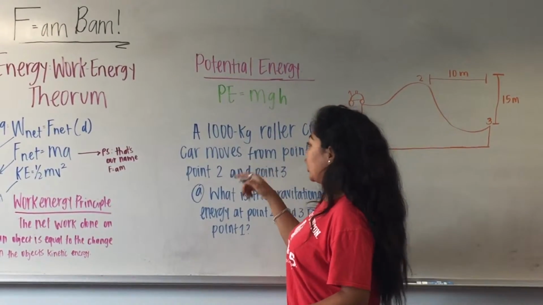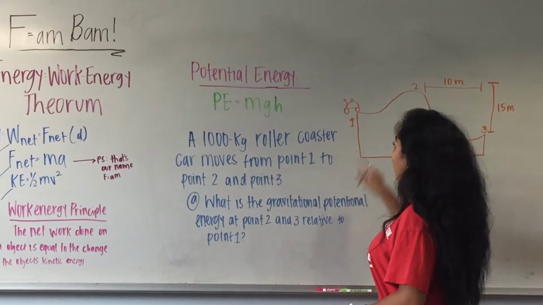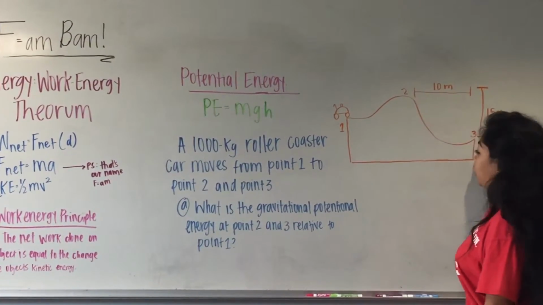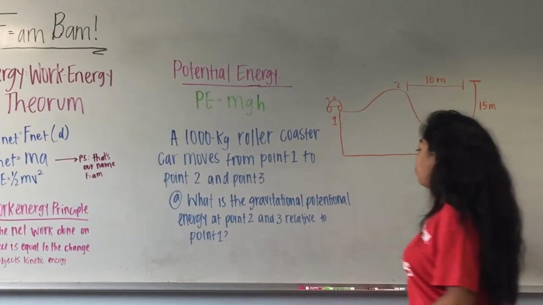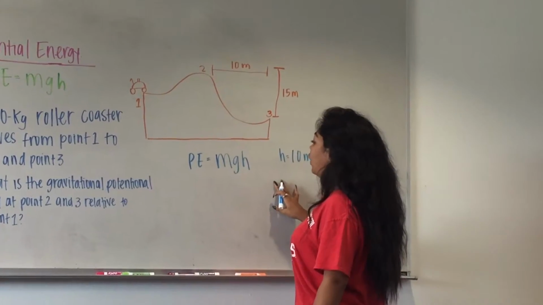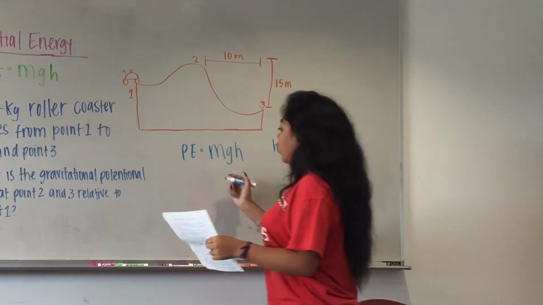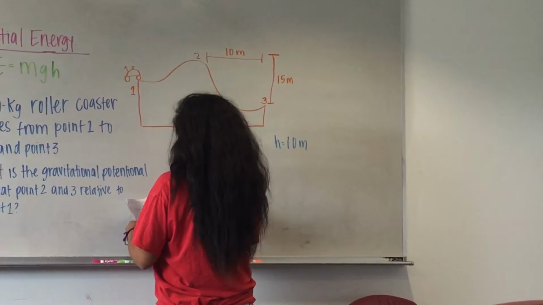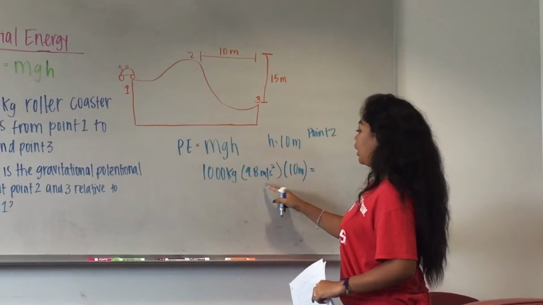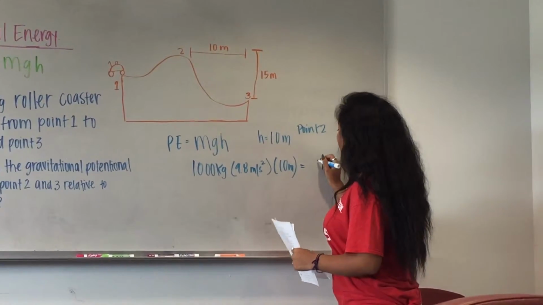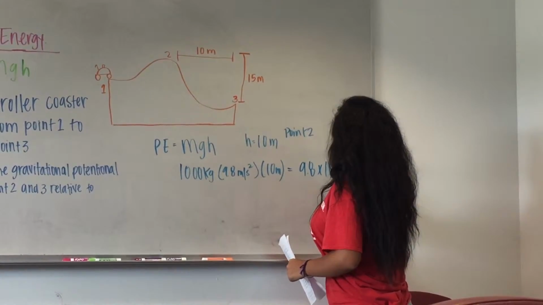Our question for potential energy is: a 1,000 kilogram roller coaster car moves from point 1 to point 2 and then to point 3. What is the gravitational potential energy at point 2 and point 3 relative to point 1? We're going to use PE equals mgh, where h is 10 meters. So we multiply 1,000 kilograms times 9.8 meters per second squared times 10, which gives us 9.8 times 10 to the 4th joules.